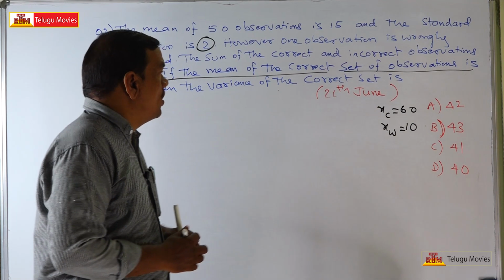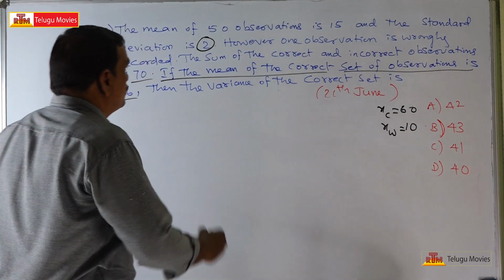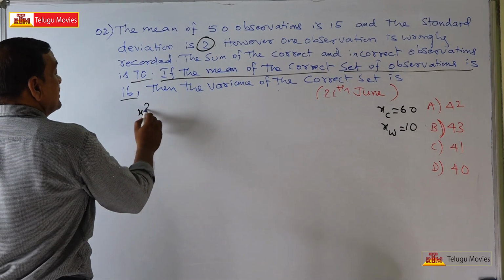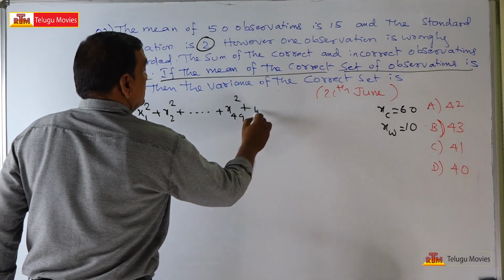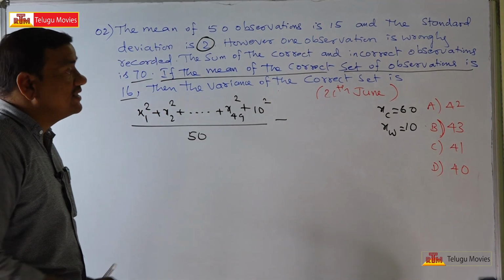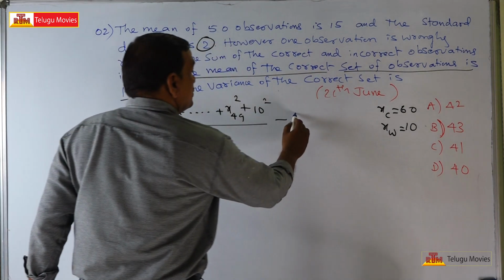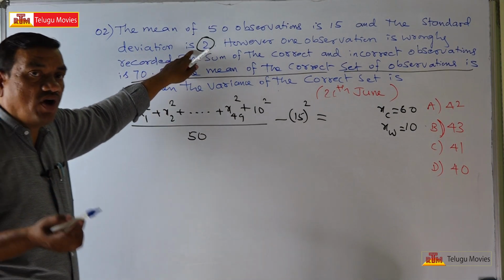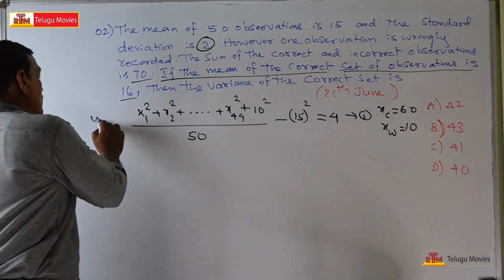Now we have to find the variance of the correct set. First, what is the variance of the wrong set? It is x1 square plus x2 square plus so on up to x49 square plus 10 square, divided by 50, minus the wrong mean square. The mean of the 50 observations is 15. The standard deviation is given as 2, so the variance is 4. Call it equation number 1. This is wrong.